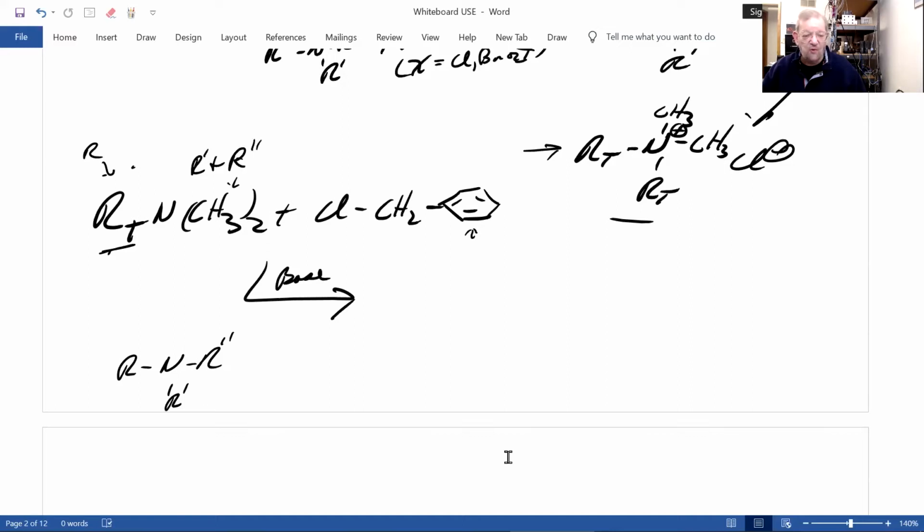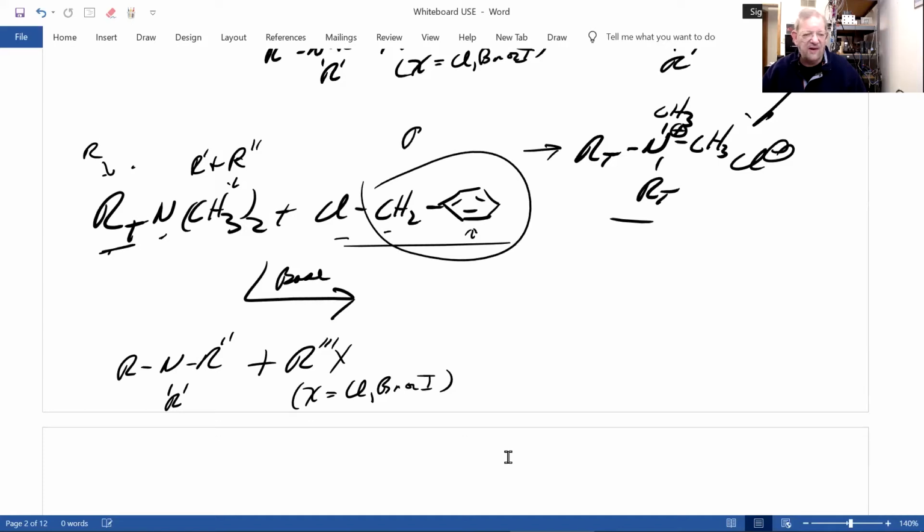And here, what's, benzene ring, but amines do not react directly with benzene rings. But I have a carbon with a halogen. All this is this, an alkyl halide, where X can be, in this case, it is chlorine, bromine, or iodine. And this right here is my R triple prime. And what do you get? A quaternary ammonium salt.